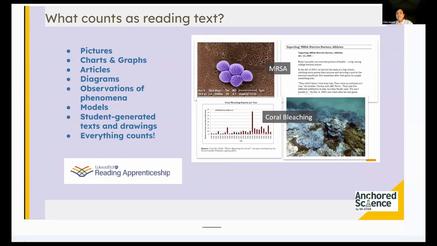One of the reading strategies is annotating visual text, like Tony was talking about in his lesson, where the kids start out by annotating a graph. In Reading Apprenticeship, we were assured that reading text includes things like pictures, charts, graphs, articles, of course, but also diagrams, models, and student-generated drawings. And I was like, okay, this sounds like stuff that our kids probably need to do in science, right?